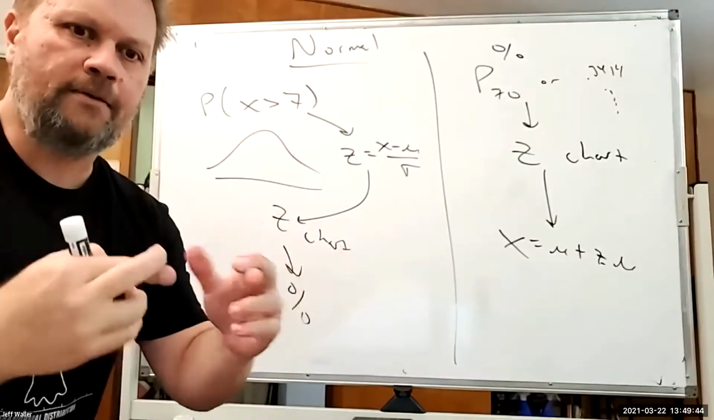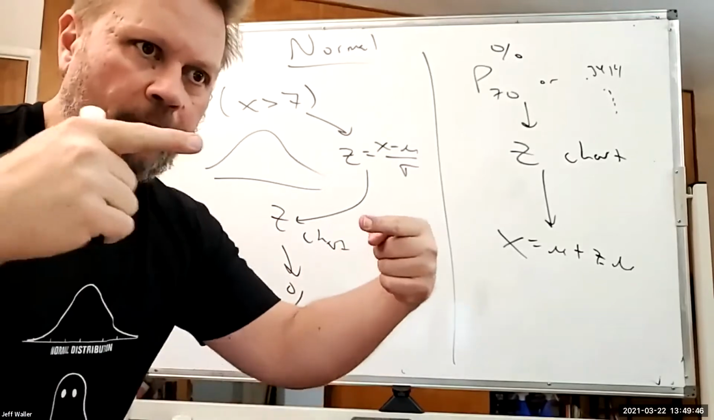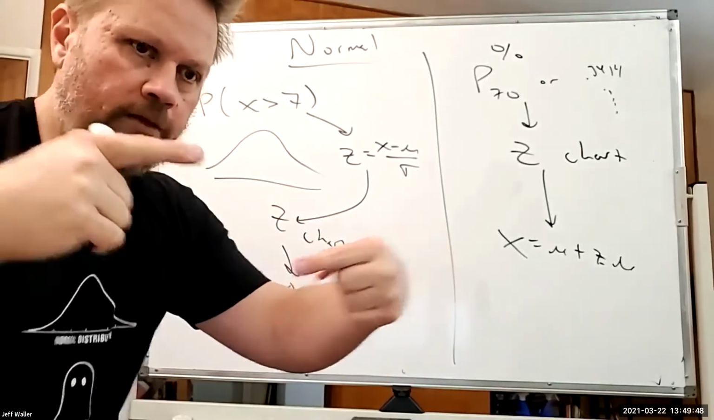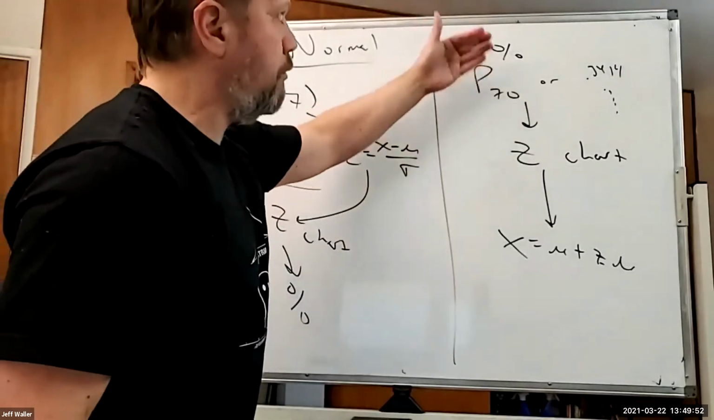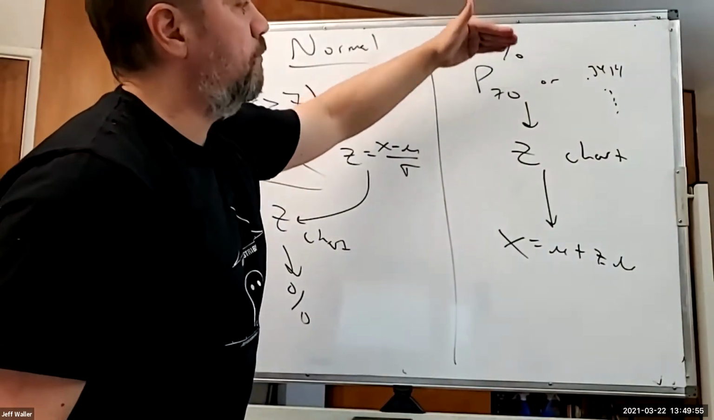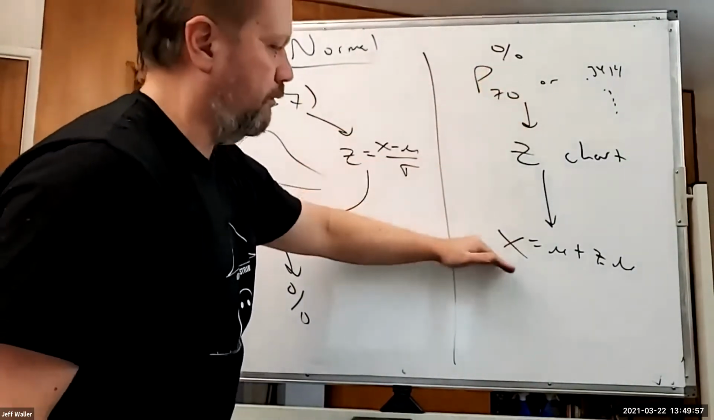So it's kind of nice. I mean, a lot of math is able to go both ways, right? I can make an x become a z, become a percentage, or I can go backwards. I can make a percentage become a z, become a raw score.